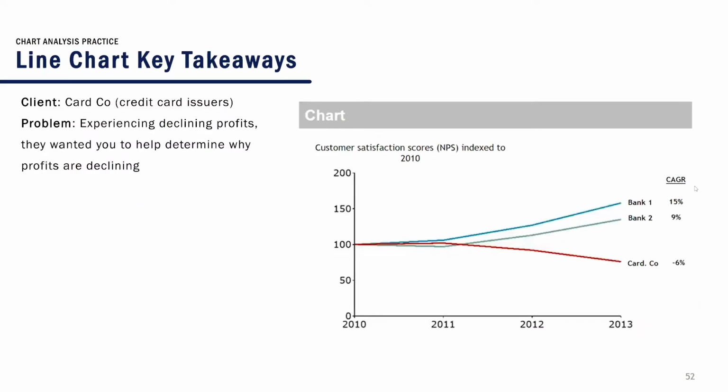Okay, so for this one, let's just go into examples. So I have a few graphs here. So let's go together. Okay, so I will show you the chart, and I walk through the thought process for the first one. So for this first one, our client is a credit card company. So they issue credit cards. And they have been experiencing declining profits for the past 4 years. So their profit went down, and they want to know why.